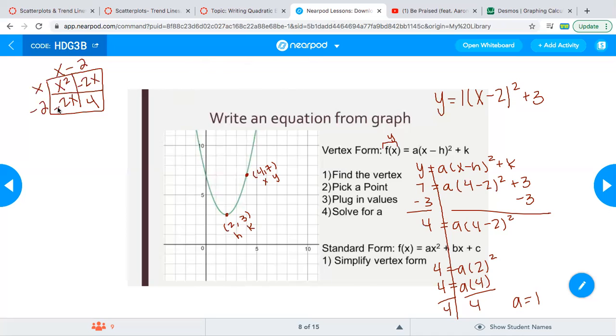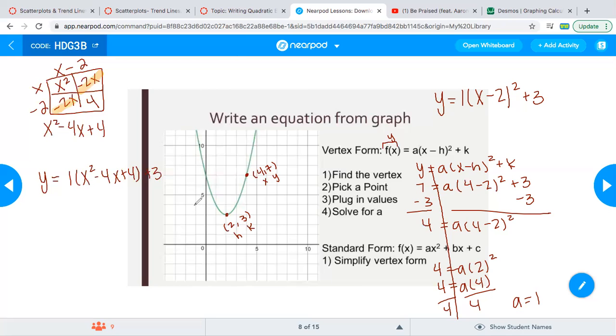These 2 numbers right here are like terms, so I can combine them. I think some people were confused how it was just like, oh, this is this. So this is x squared minus 4x plus 4. This is what this combines to give me. So over here, let me just write it out. Y equals 1 times x squared minus 4x plus 4 plus 3.